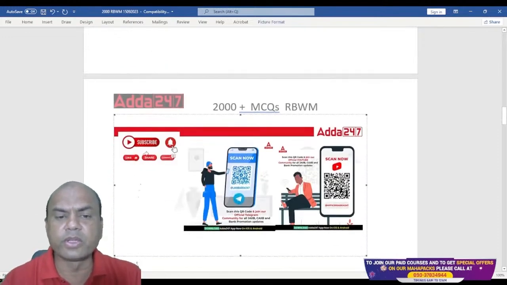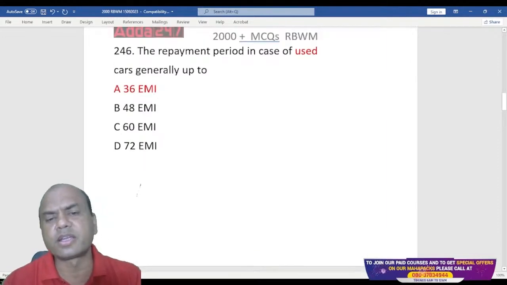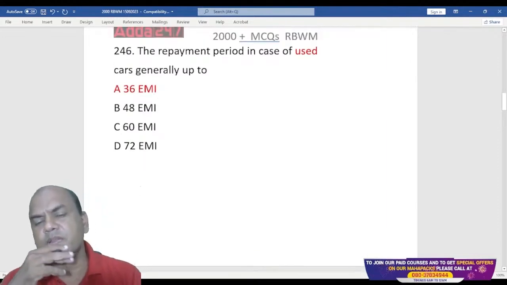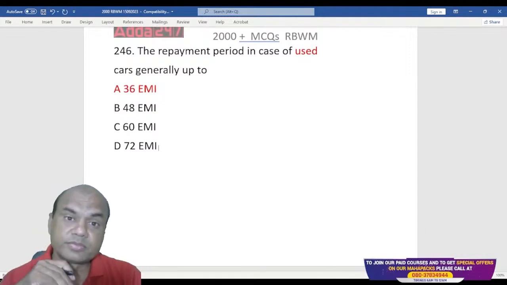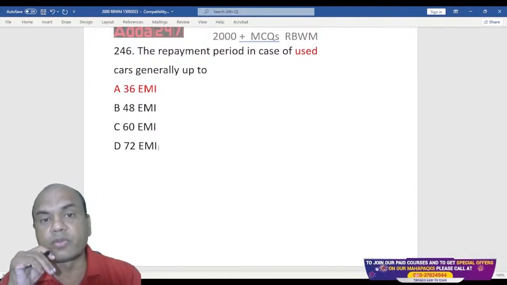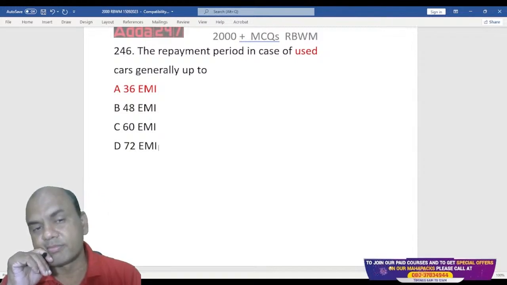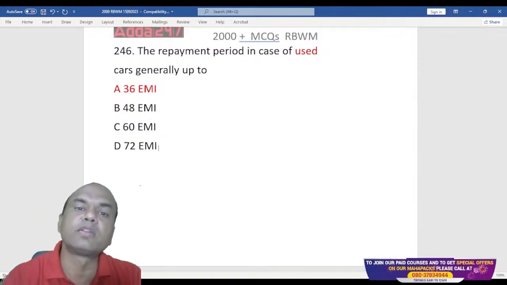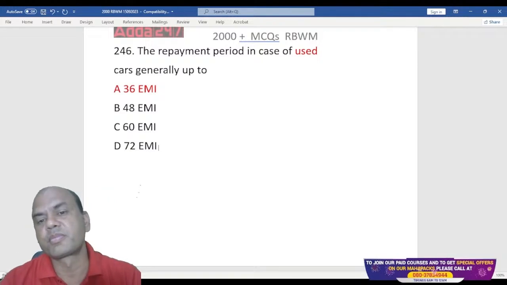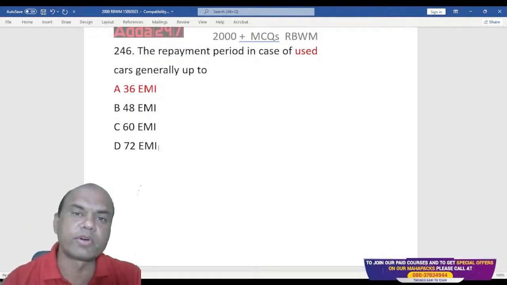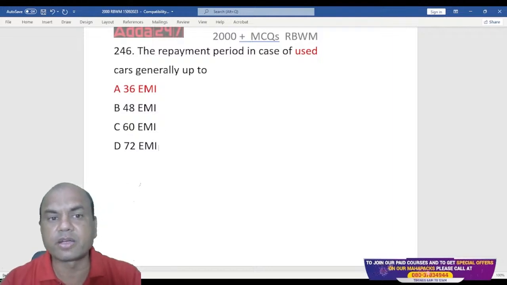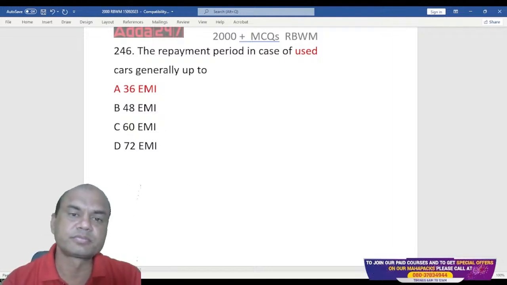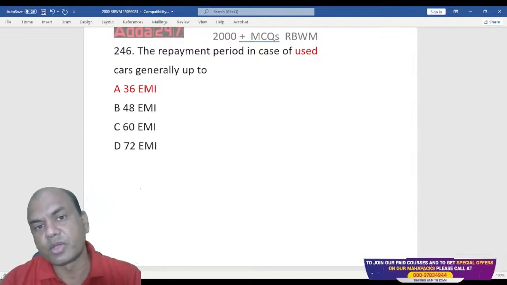Have you seen two-wheeler loans? Tell me, what is the period for two-wheeler generally? Two-wheeler loans are given for what period? Type in the comment section. Which period are the two-wheeler loans given? Yes, everyone? Two-wheeler.